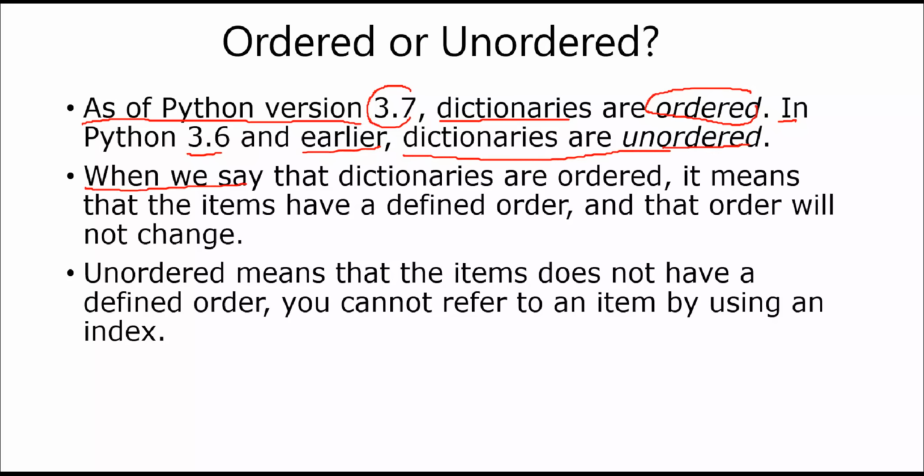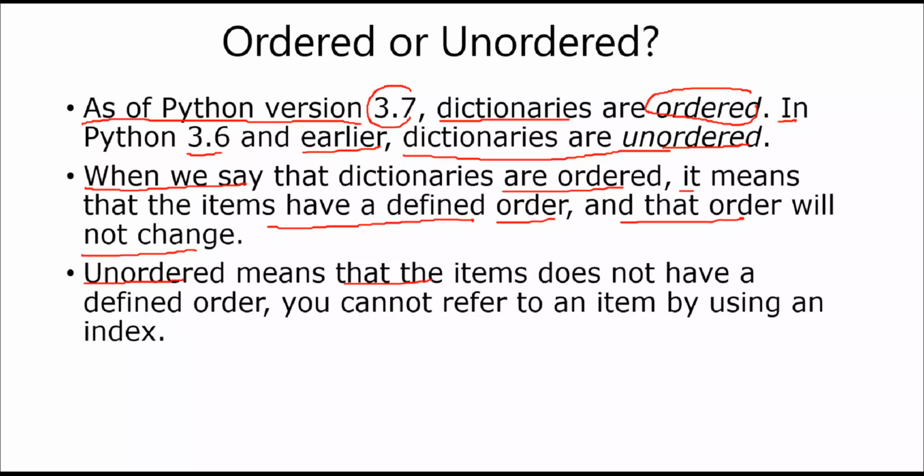When we say that dictionaries are ordered, it means that the items have a defined order and that order will not be changed. That means when you are keeping the items in the dictionary, they have some order, and that order cannot be changed. But in 3.6 and the earlier versions, dictionaries are unordered. There is no order of inserting the items into the dictionary.